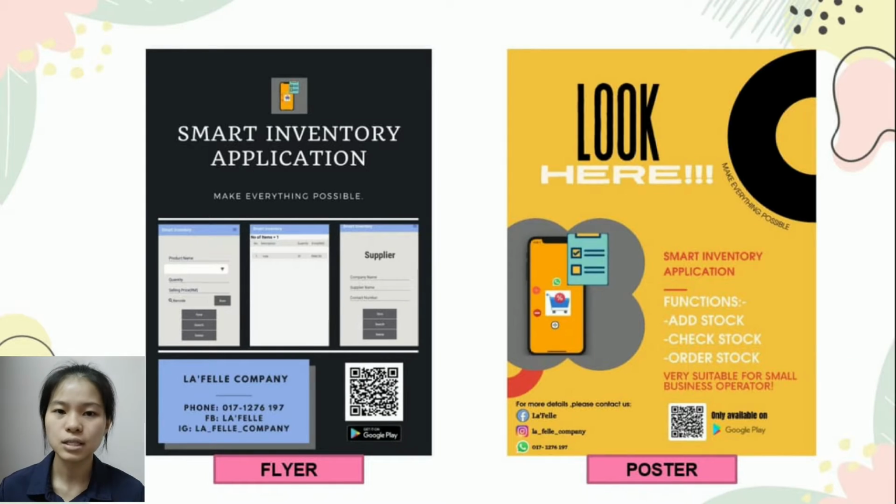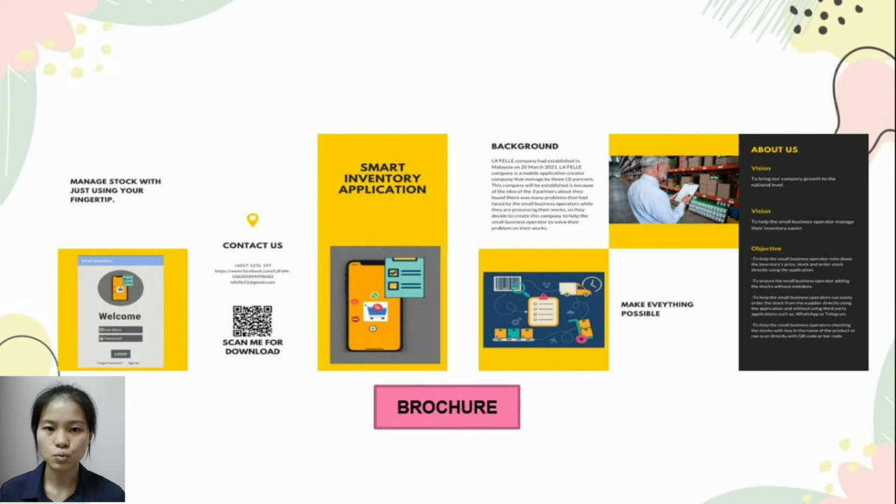As you can see, this flyer and poster both show the features and process of the smart inventory application, content information, and the QR code to download the smart inventory application. The next one is the brochure, which shows the information of the Lafayette company and how to download the smart inventory application.